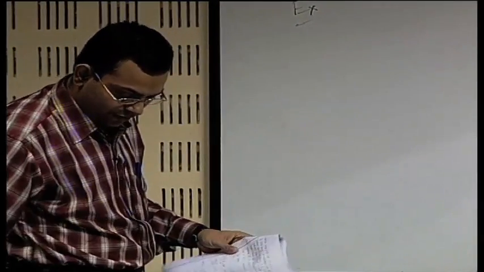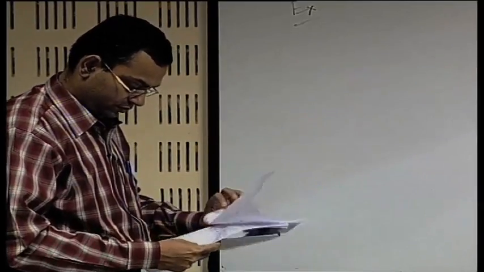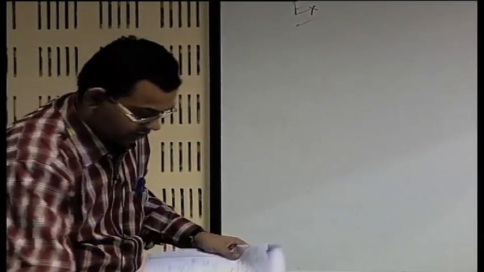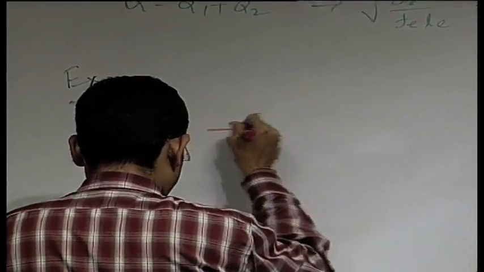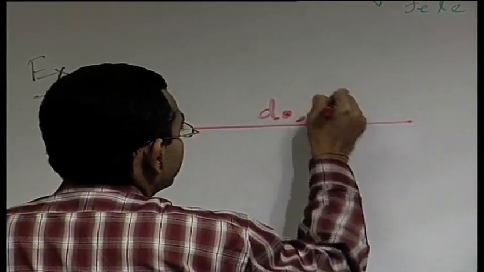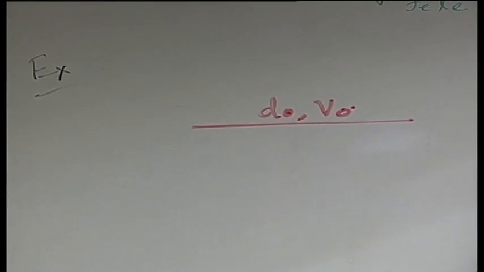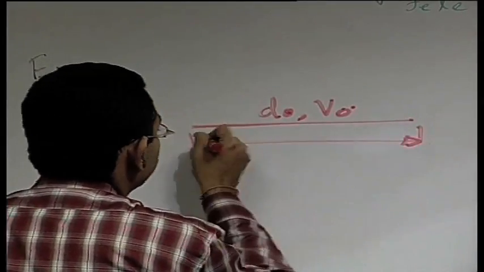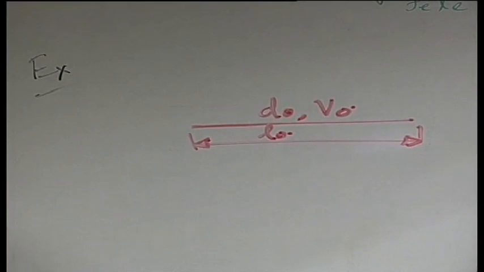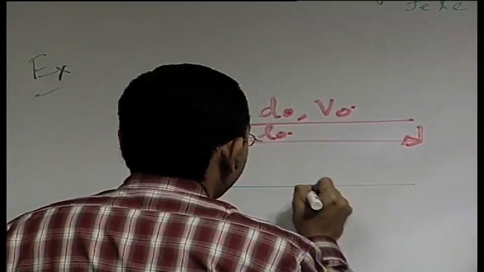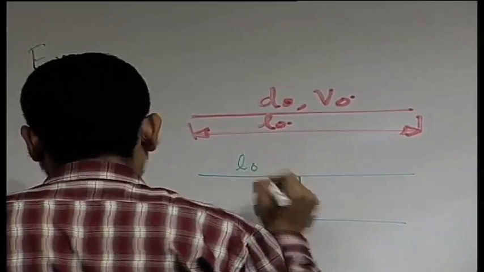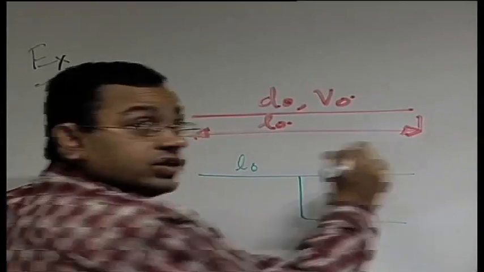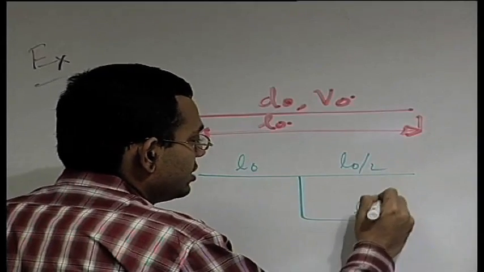So, let us say that you have a pipeline, it has a diameter say d0 and the velocity v0, it is having some length say L0. To increase the flow rate, a new arrangement is made. What is the new arrangement? The new arrangement is a branch taken away from the midpoint of this one. So, this is L0, this is L0 by 2 and this is L0 by 2.